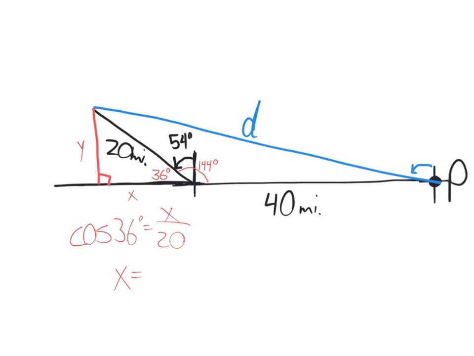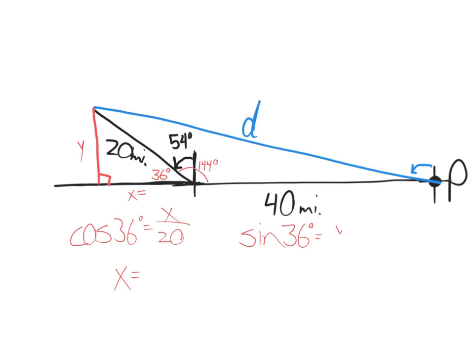Oh, I already found 16.1. 16.18, I'm sorry. Alright, so 16.18 miles. Grant, failing us already. Yeah, I'm already ruining everything. It's kind of what I do. Alright, so what did you use to find y? Sine. Should be sine, right?